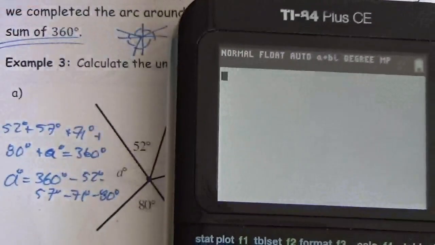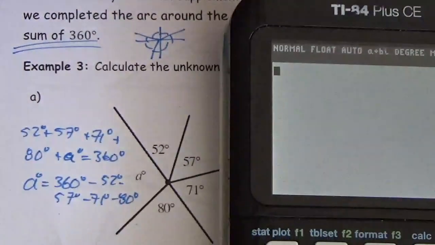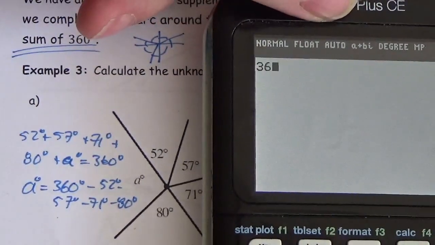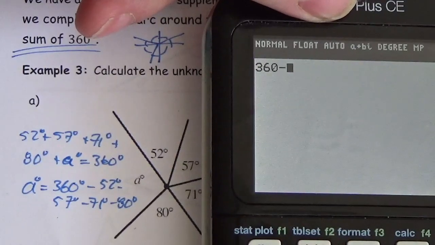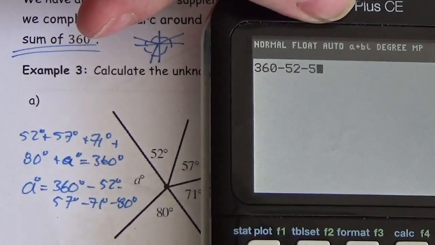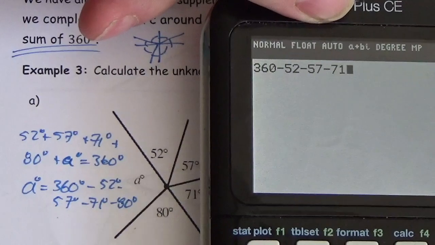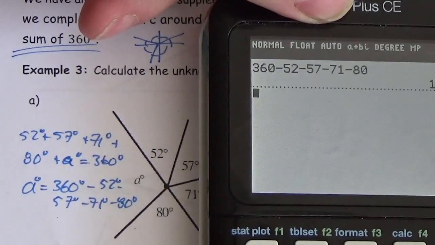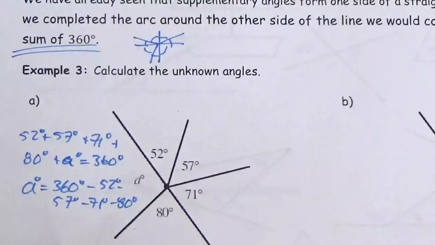Now instead of doing that just in my head here, I'm just going to let the calculator handle that problem just to get through it a little bit quicker. So 360 minus 52 minus 57 minus 71 minus 80, and we get 100 degrees.